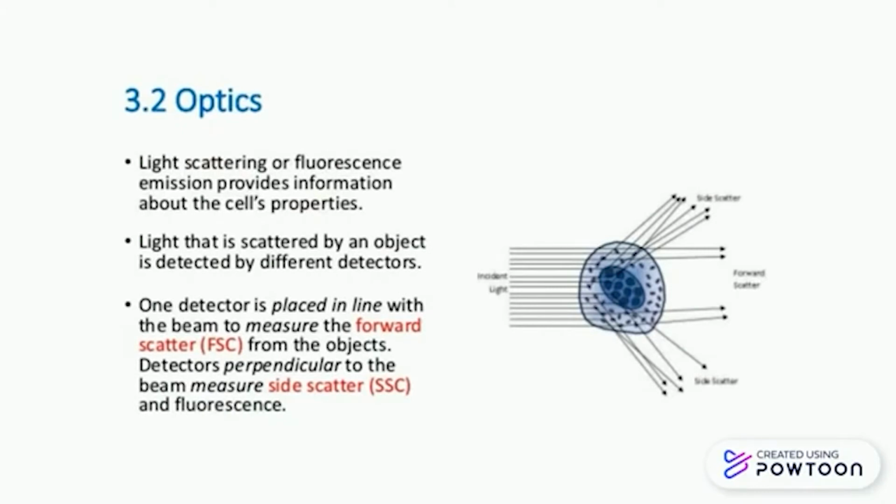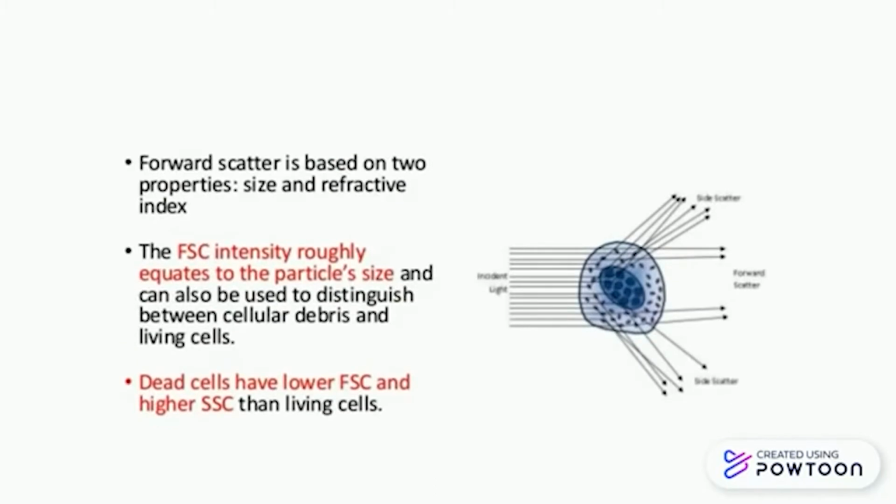Next we will go to optics. Optics is where light scattering and fluorescent emission provide information about the cell properties, and there are two types of beam: forward scatter and side scatter, and fluorescence. Forward scatter is based on two properties, size and refractive index. Forward scatter intensity roughly equates to particle size, which we always use to distinguish between cellular debris and living cells. However, a dead cell will have lower forward scatter and higher side scatter than average living cells.